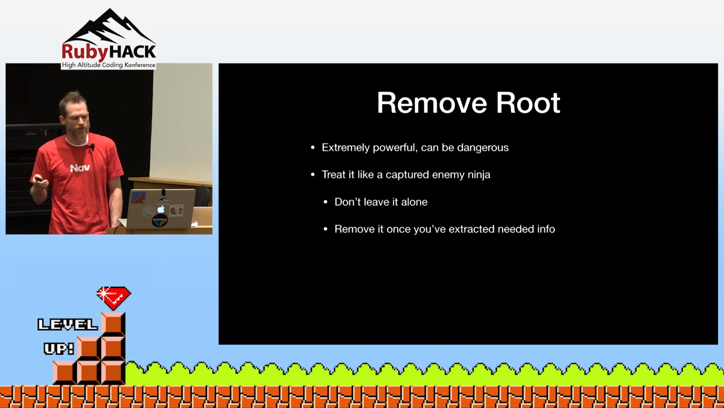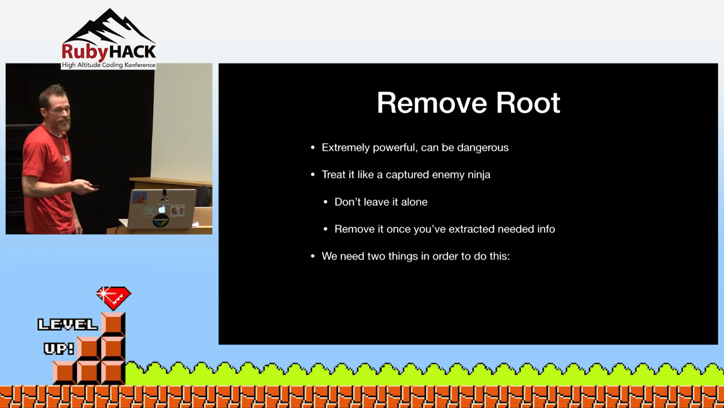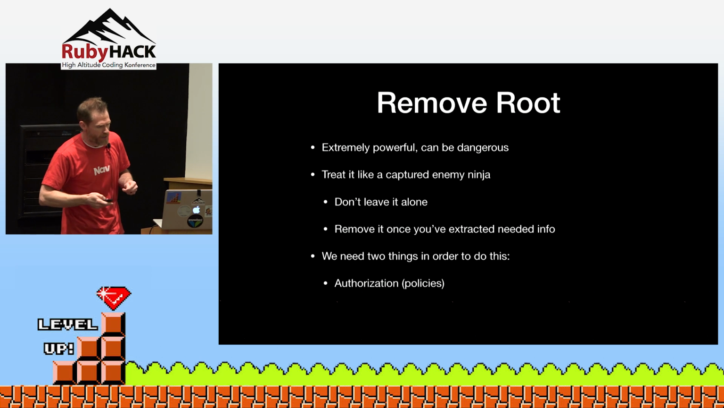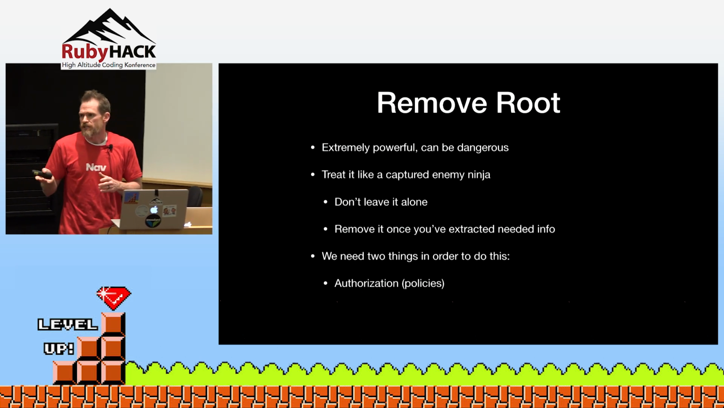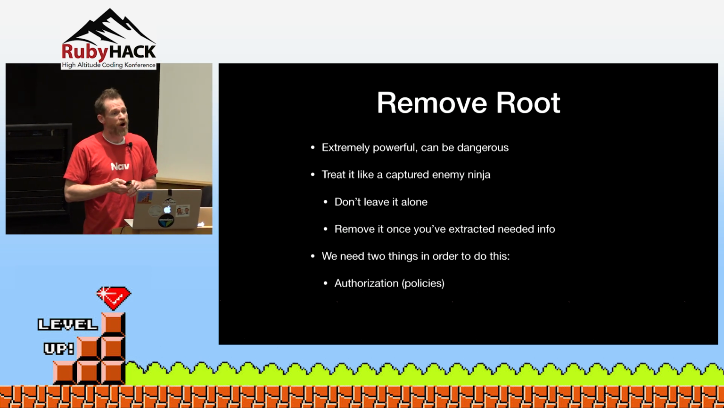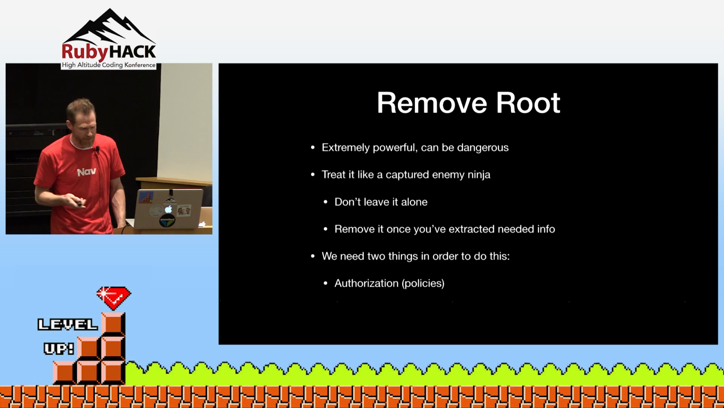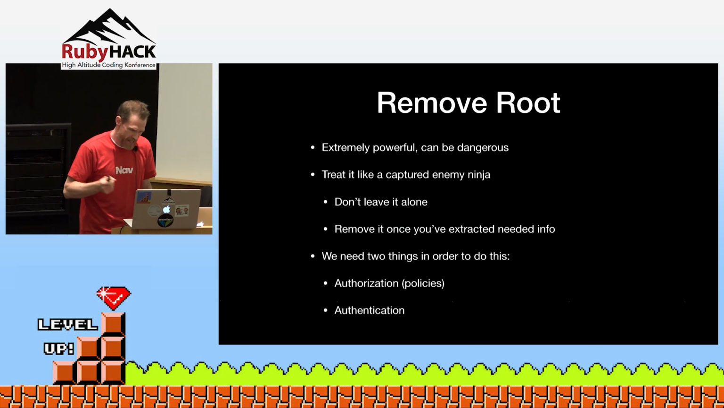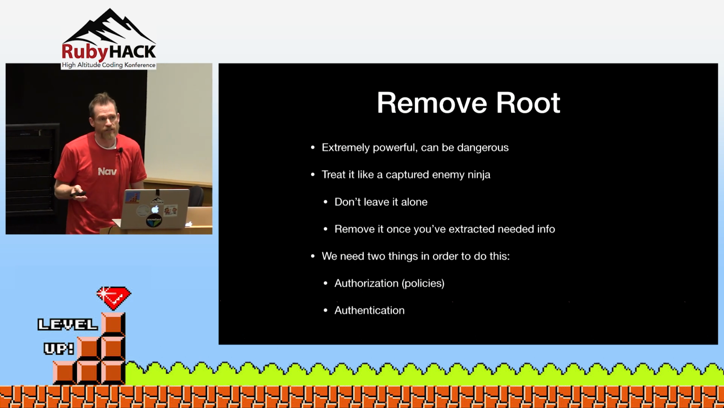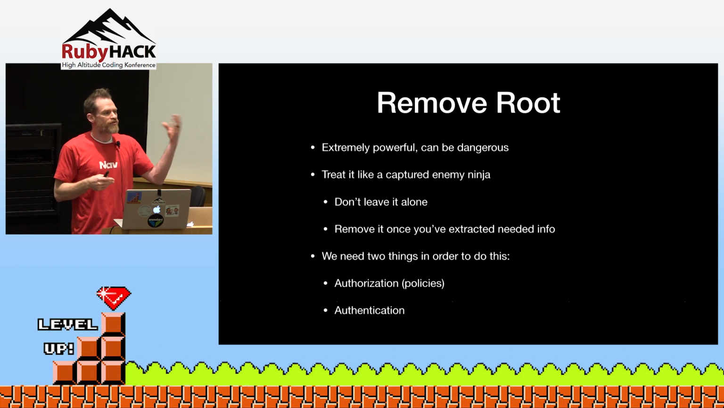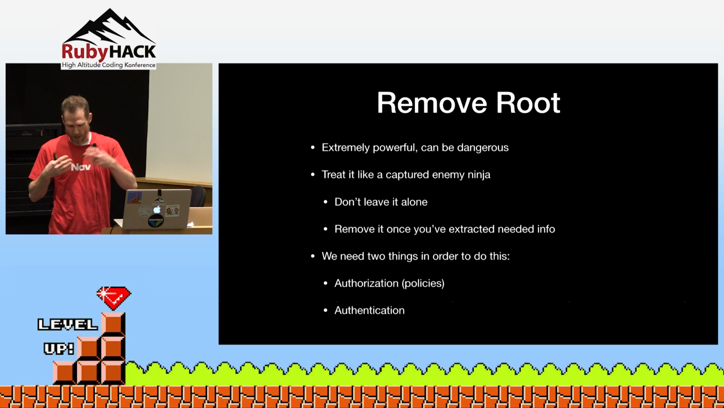So in order to remove the root token, we need to do two things. First, we need to add authorization, and these are policies. Within Vault, we need to be able to say, okay, this type of user has a policy, and they can do these types of things. And second, we need to add authentication, so that when we start interacting with Vault, we can prove to Vault that I am some entity.